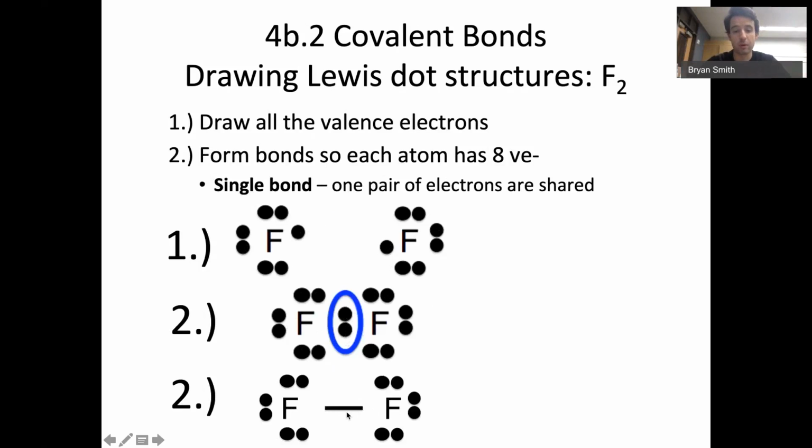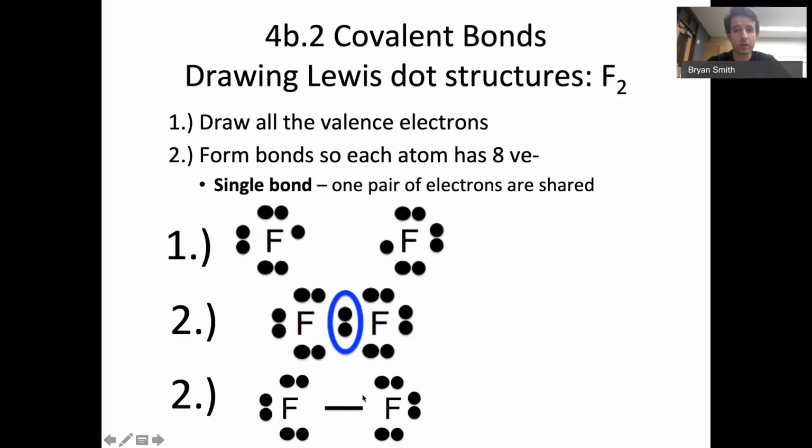Then, counting them up, we have 1, 2, 3, 4, 5, 6, 7, 8. Remember from yesterday, 8 valence electrons is stable. It's what just about every element wants to get to, except for hydrogen. We'll talk about that. So yeah, both fluorines here have 8 valence electrons.